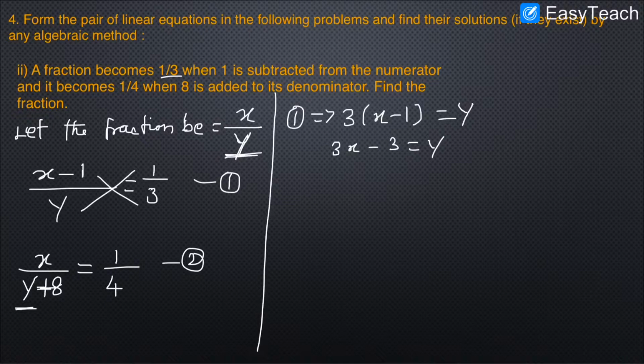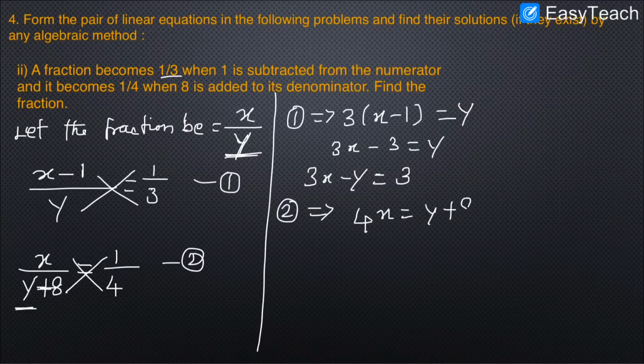No, still not ready. Let me write 3x. I bring the y to this side, so minus y and minus 3 to the other side. From the second equation, I do the cross multiplication again, so 4x equals y plus 8. So 4x minus y equals 8. So these are our new two linear equations.